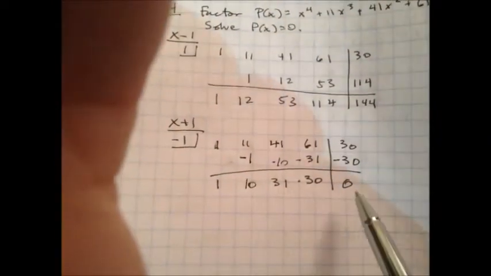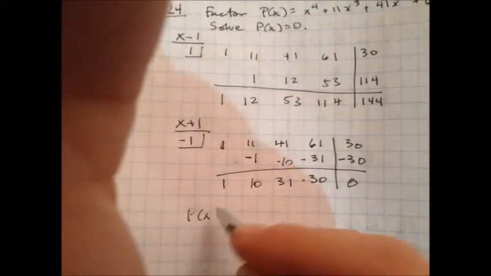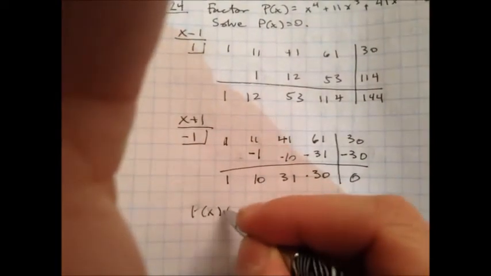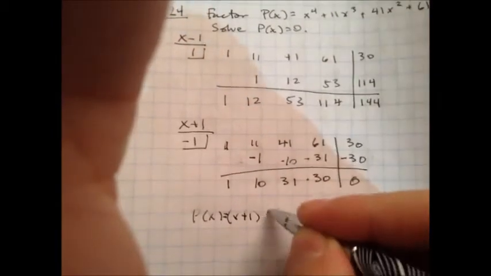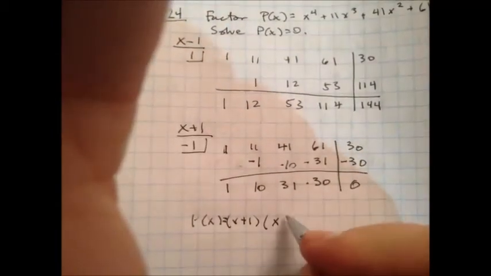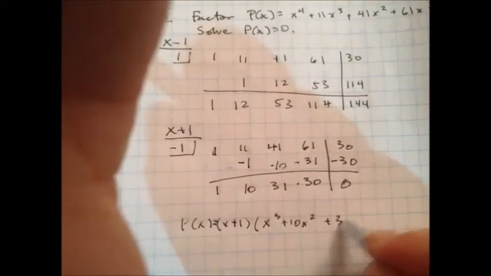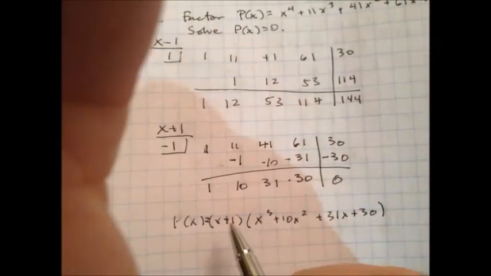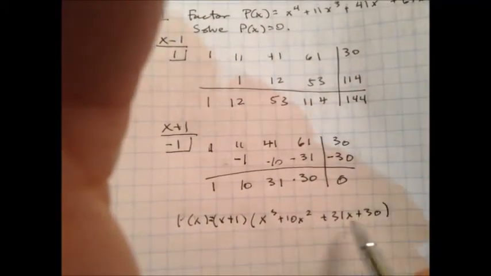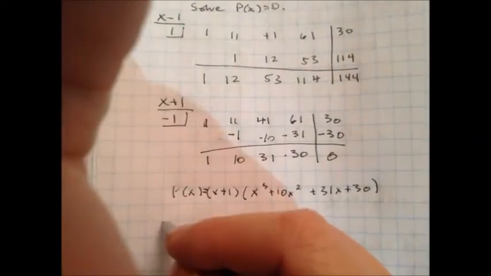Alright, so I notice we got the remainder of 0, so that means that p of x is going to equal x plus 1 times x cubed plus 10x squared plus 31x plus 30. So if I look right there, I still can't factor that. Factoring by grouping is not going to work. So I'm going to have to try another one.